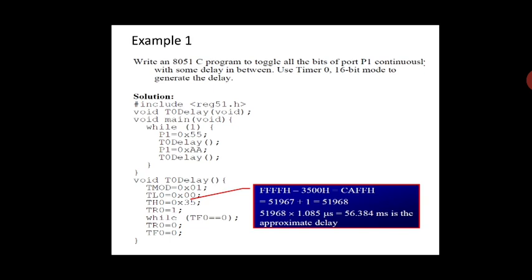Let us take an example. Write an 8051 C program to toggle all bits of port P1 continuously with certain delay, and use timer 0 in 16-bit mode to generate a delay. Now the statement will be clear. I'm using timer 0 in a 16-bit mode of operation.